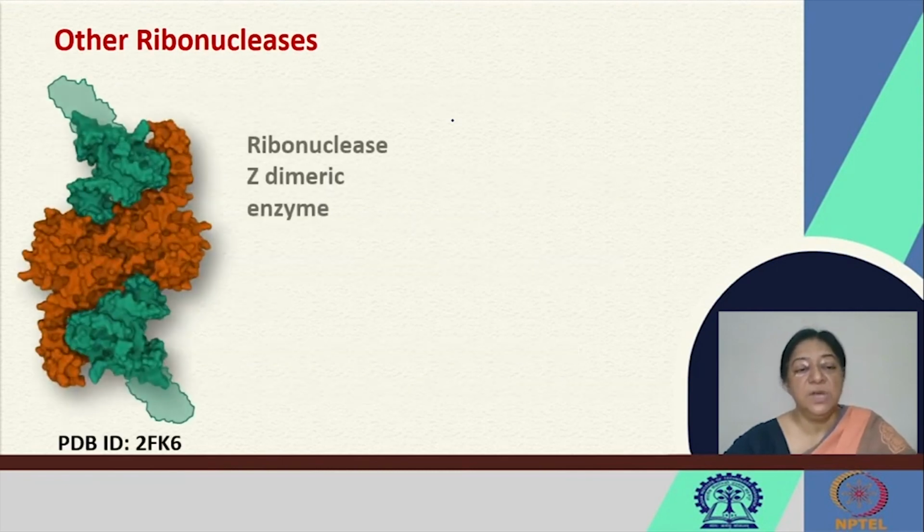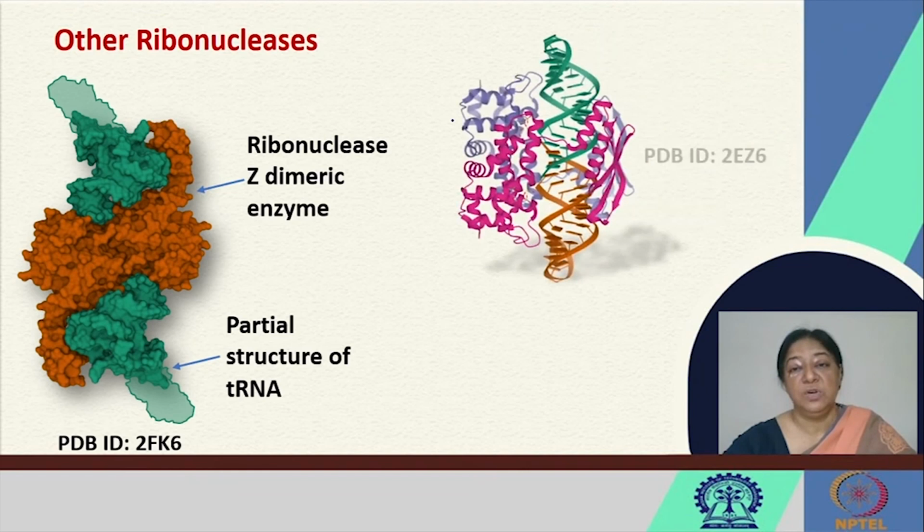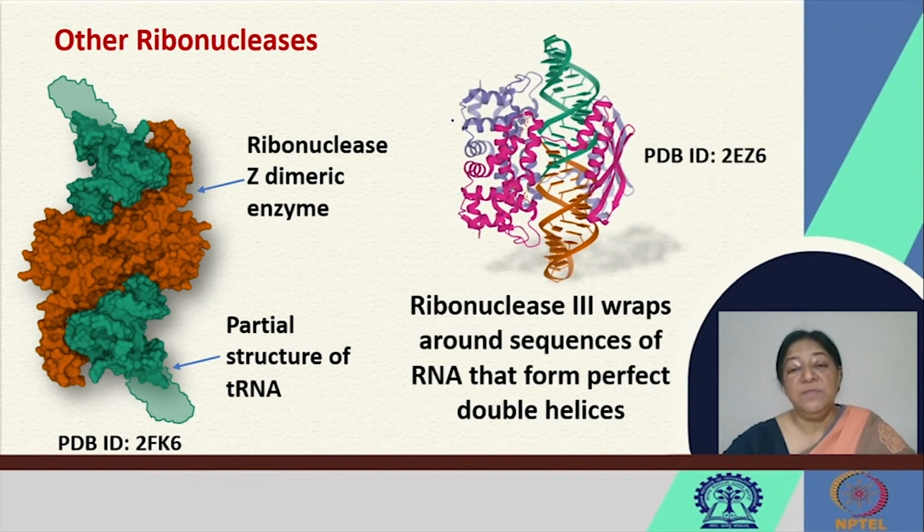There are some others where we have the Z dimeric enzyme, and this is the partial structure of tRNA where it is used to trim the tRNA to make it of the exact length required for its activity. Then we have ribonuclease 3 that wraps around sequences of RNA that form perfect double helices in a very compact structure.